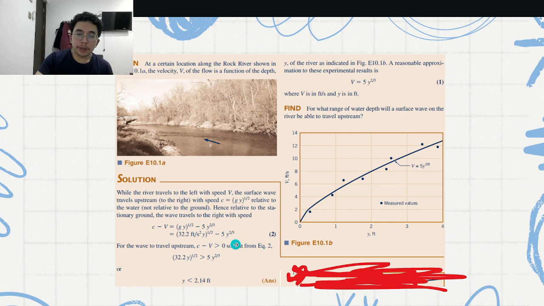So we can move the v here, equals, which makes c times v bigger than 0, which is 32.2 times y in a root of 1.2 is bigger than 5 times y in a 2.3, which we can substitute in, and we can eliminate these numbers, which gives us y is lower than 2.14 feet. So we get the range, which is this part right here. Okay, that's for open channel flow.